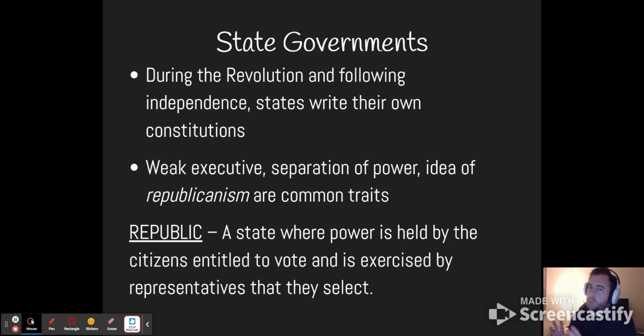A term that is really important to know is republic, and that is a state, and I say state here, this could be government, where power is held by the citizens entitled to vote and is exercised by the representatives that they select. So it's not an absolute democracy like you might see in ancient Greece, where everyone who's a citizen shows up to vote on an issue on a given day. In fact, in ancient Greece, they did that. People could suggest topics to vote on, and then everyone would show up and vote. Worth pointing out that not everyone in Greece was a citizen. There were people that didn't own land that weren't able to vote, and there were slaves that weren't able to vote. And so that also is a parallel here with American history.